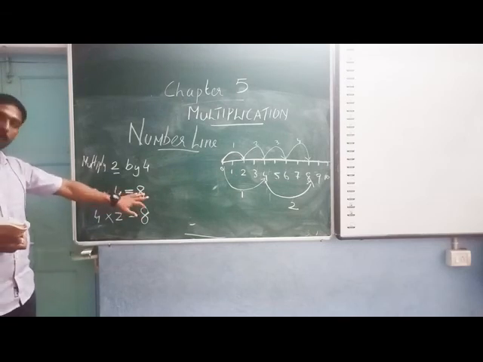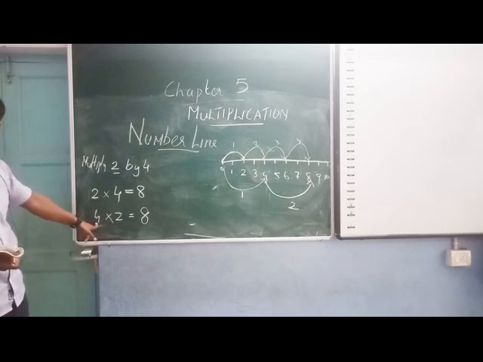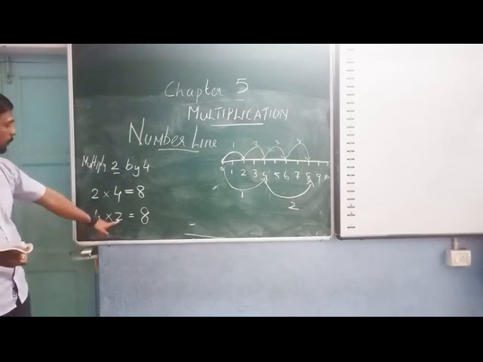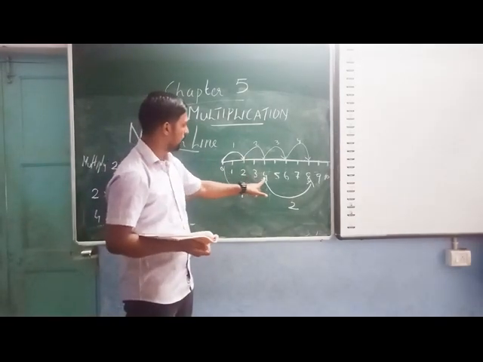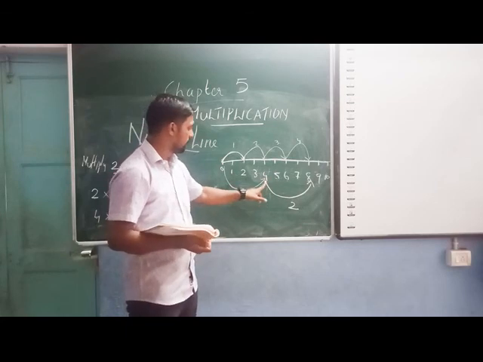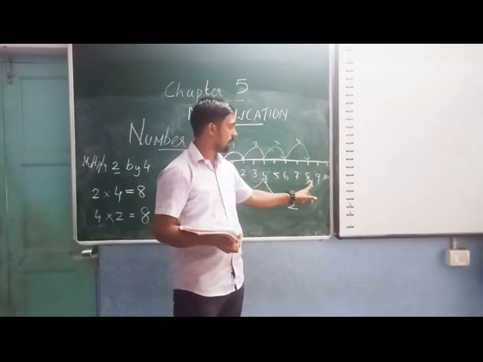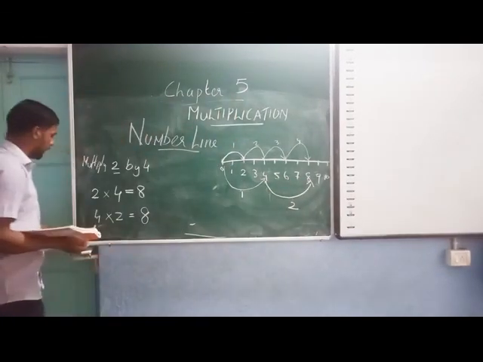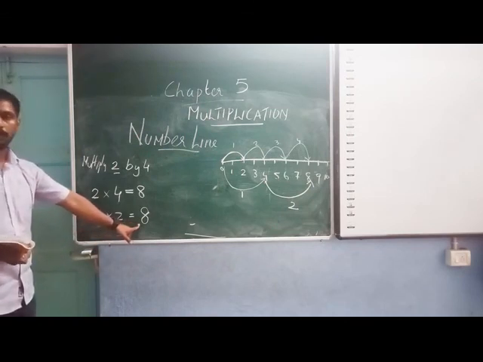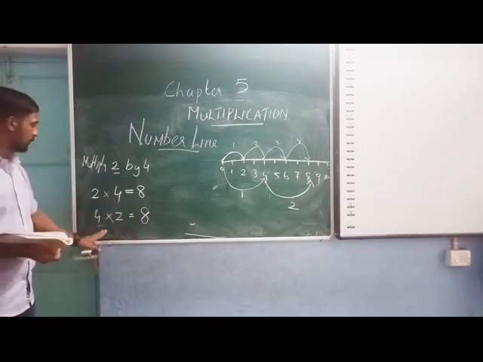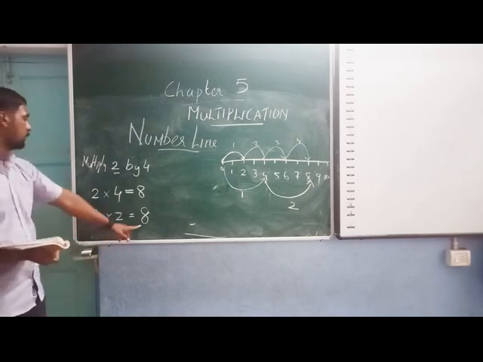The second method is that we can do it the other way. Let us try. How many numbers do we jump? 4. And how many times? 2 times. You see, 1, 2, 3, 4. We jumped one time. Again 1, 2, 3, 4, and we jumped for the second time. So 4 into 2 is equal to 8.